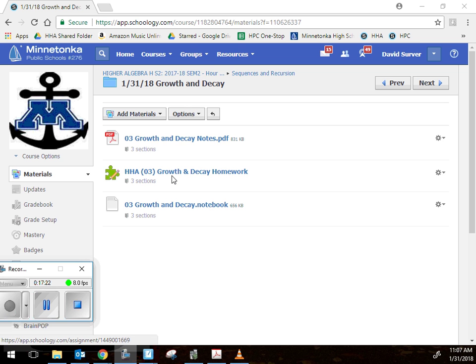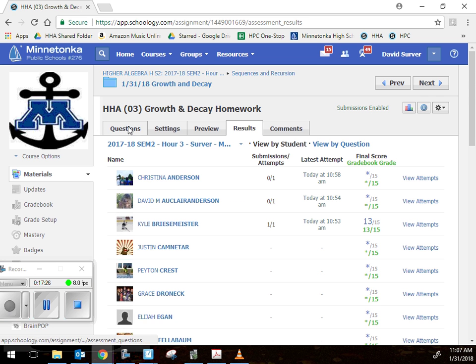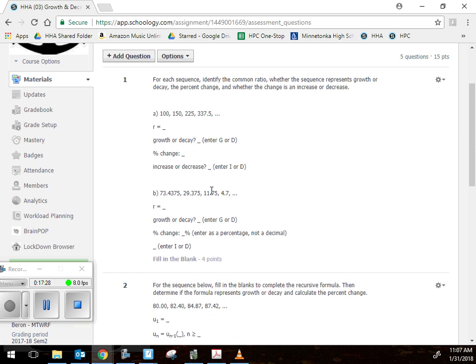Okay, so it looks like this, and we're in growth and decay homework, this Schoology quiz right here. Going to questions. There it is. For each sequence, identify the common ratio, whether the sequence represents growth or decay, the percent change, and whether it's an increase or a decrease. This kind of covers every single thing I just taught you, almost anyway.